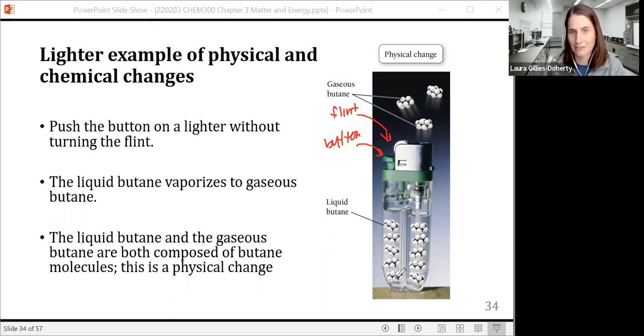That's the substance that's going to eventually combust and make the flame. And when you push the button, it releases some of the pressure inside the lighter. And so this liquid butane turns into gaseous butane. So it changes phases. That's a physical change. A liquid going into a gas, it's still butane. The only thing that's changed is its physical state. So this is an example of a physical change.